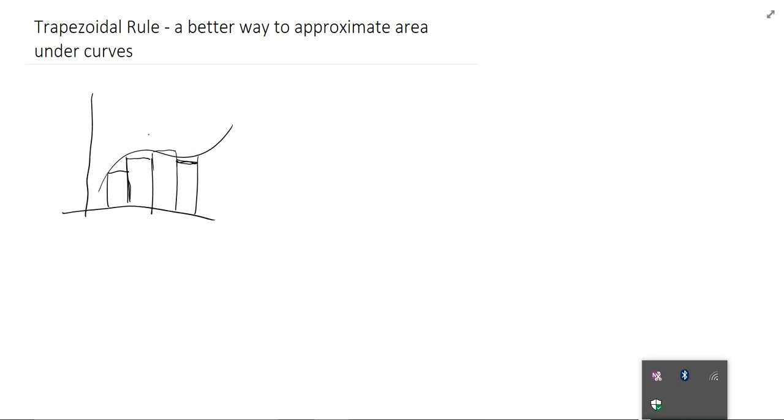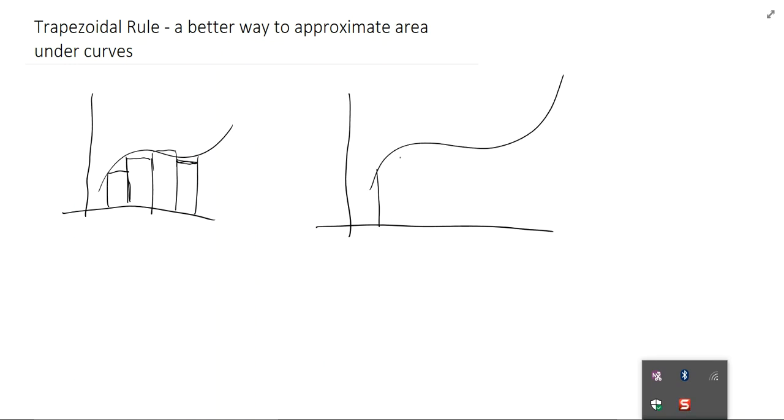That is the Riemann sum, where we used rectangles. But in the trapezoidal rule, instead of using rectangles, we're going to use trapezoids. Instead of going straight across the top of each rectangle, we're going to go with a straight line across the top. So they're no longer rectangles, they become trapezoids. We connect the tops of those points with a straight line, and we should get a better approximation of the area.